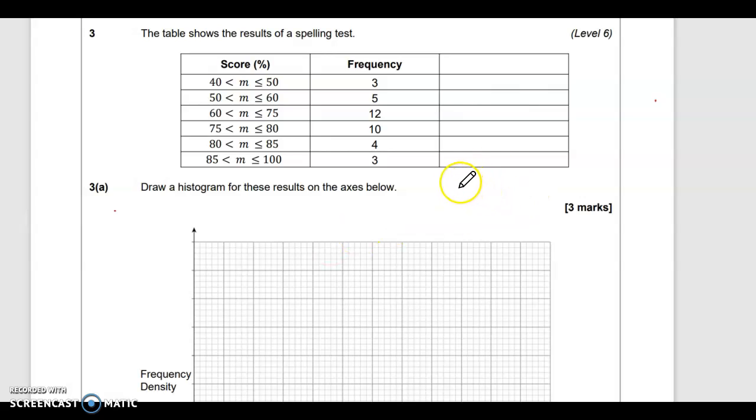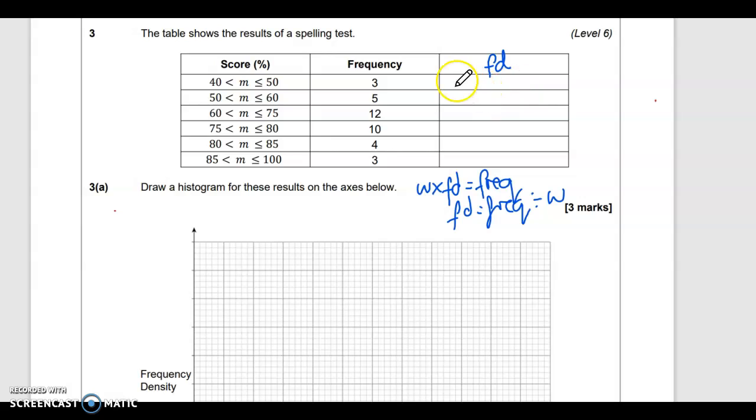As I said before, you need to know the frequency density to be able to draw the height of the bar, because the frequency density is what's going up the y-axis. They've given us a clue here with another column to fill in with our frequency densities. We know that the width times the frequency density equals our frequency. So we just need to rearrange our formula, width times frequency density equals the frequency, to frequency density equals frequency divided by the width.